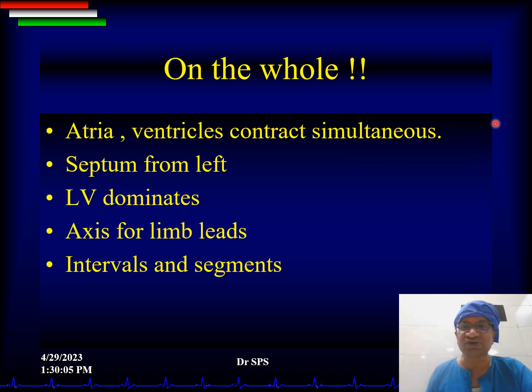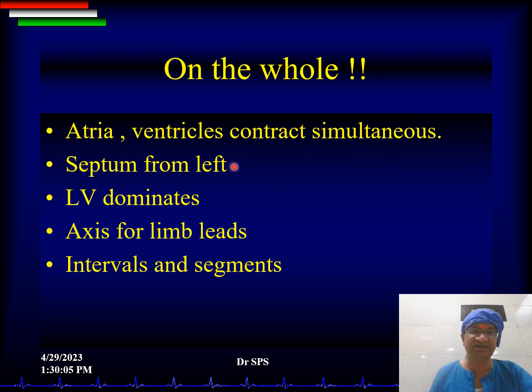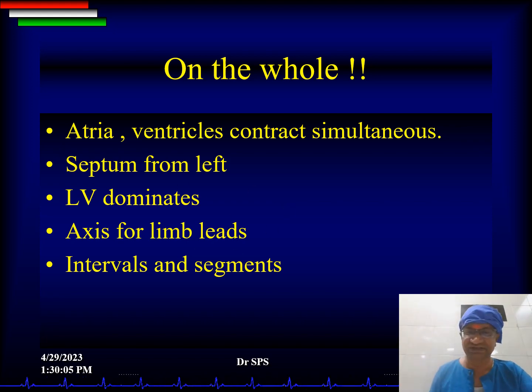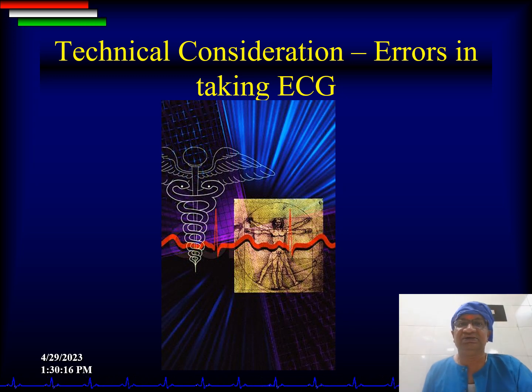Atria and ventricles contract simultaneously. Septum is from left and LV dominates. Axis is only for limb leads, and there are so many intervals and segments. We will go first to technical considerations.